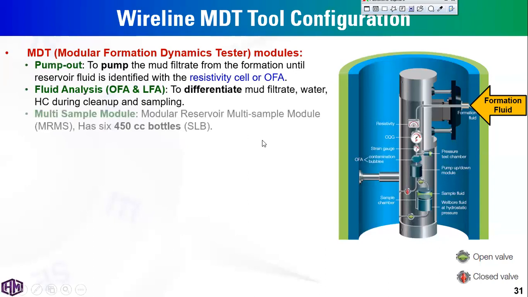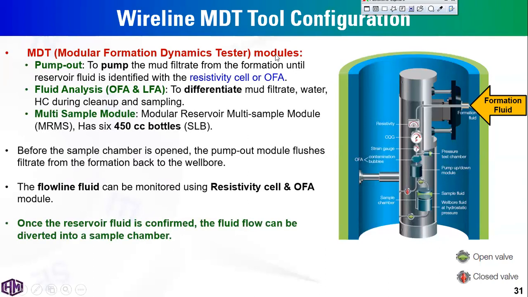Simply, this is the configuration of the wireline MDT tool. This is the inlet of fluid. The fluid passes through several modules, and we have a resistivity cell or optical fluid analysis to differentiate between mud filtrate and hydrocarbon or even water. And this is the pumping out phase.